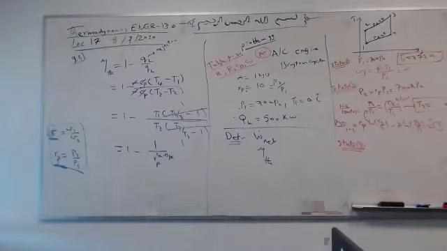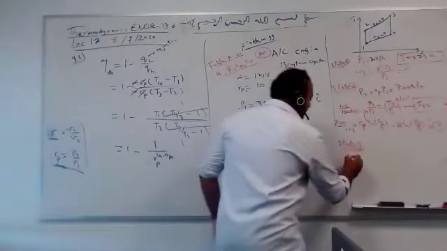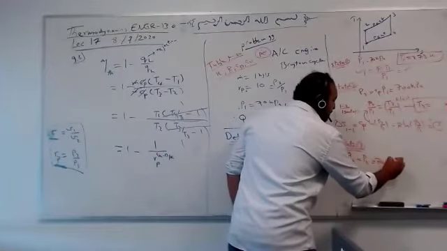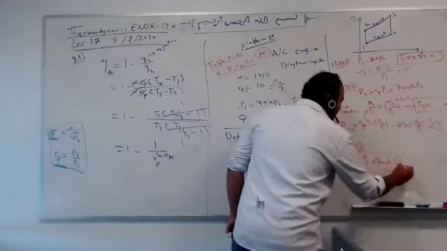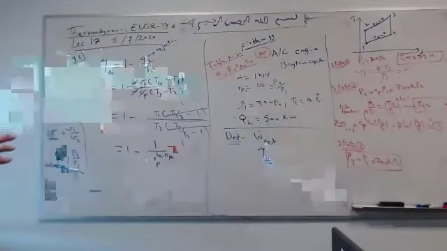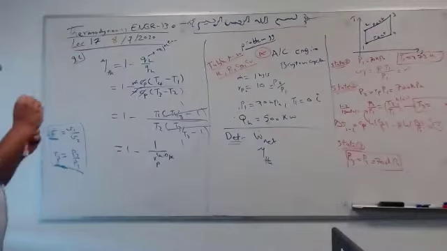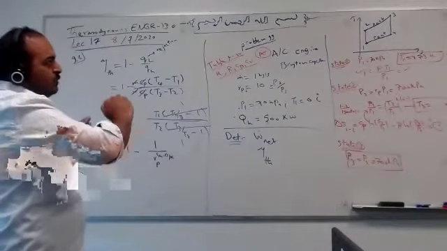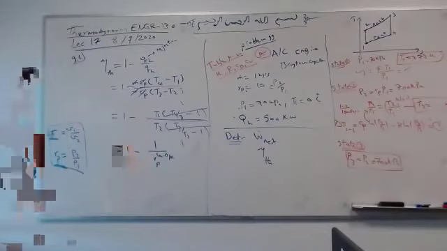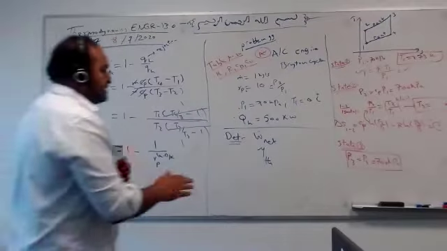P3 equals P2, which is 700 kilopascal. During burning, you do not decrease the pressure much. In reality the pressure decreases a little bit, but you are moving along a constant pressure line from 2 to 3. You add heat, and the pressure is almost the same between 2 and 3. So P3 is 700 kilopascal.